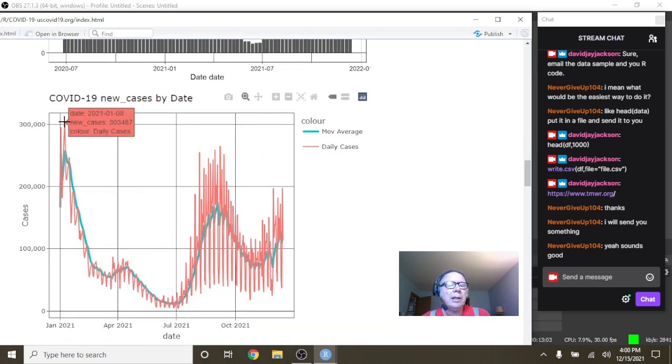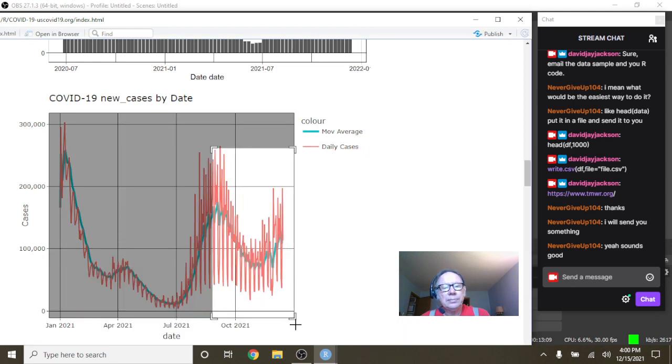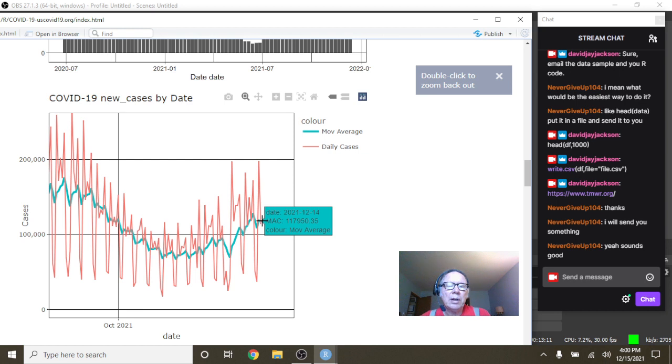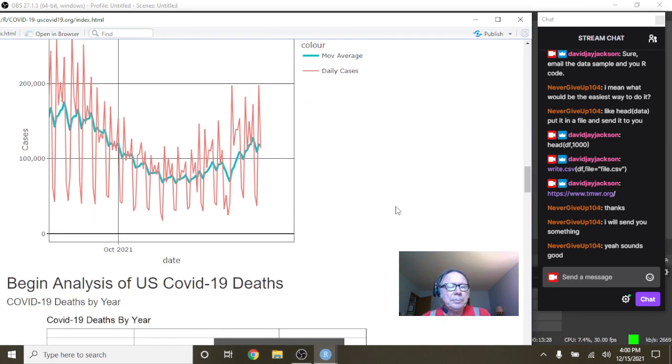We can see here our daily cases spiked on January the 8th at 303,487, before closing on December the 14th at 113,749 cases for the day, with an average of 118,750 cases per day.